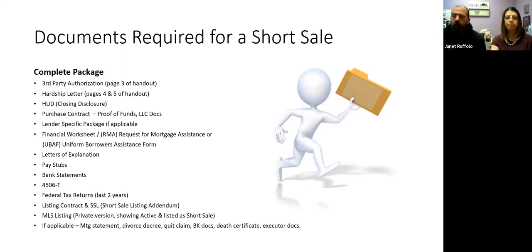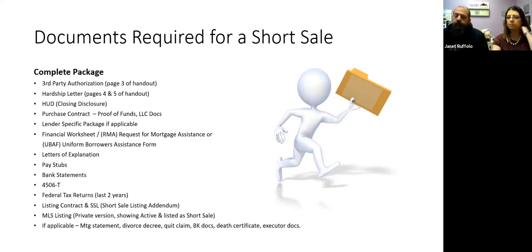A listing contract, finally, and an SSL to go with it. And with your purchase, you need an SS. If you have the seller and the buyer, you do need an SSO. The property does need to go into the MLS. It needs to be the private version showing active and listed as a short sale.